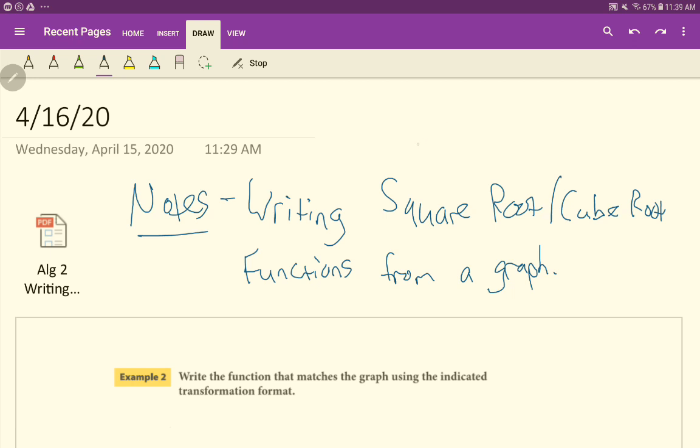And things to keep in mind here, remember that for the square root function, our parent function, the basic graph looks something like this. And that point at 0, 0 is kind of like our special center, almost like a vertex, a point to help us graph it.